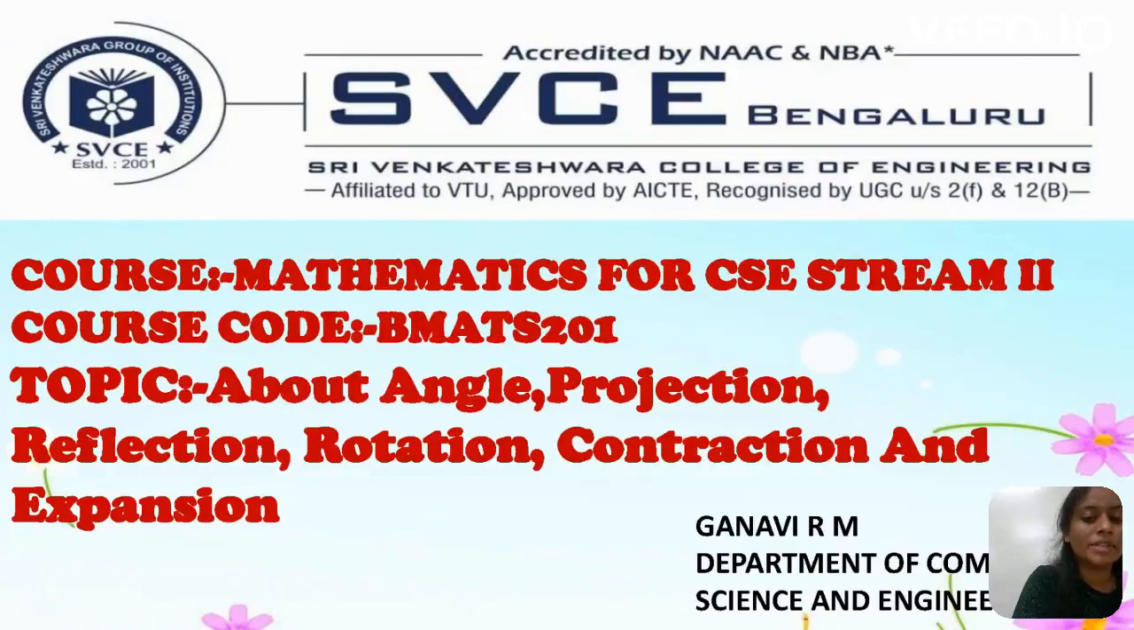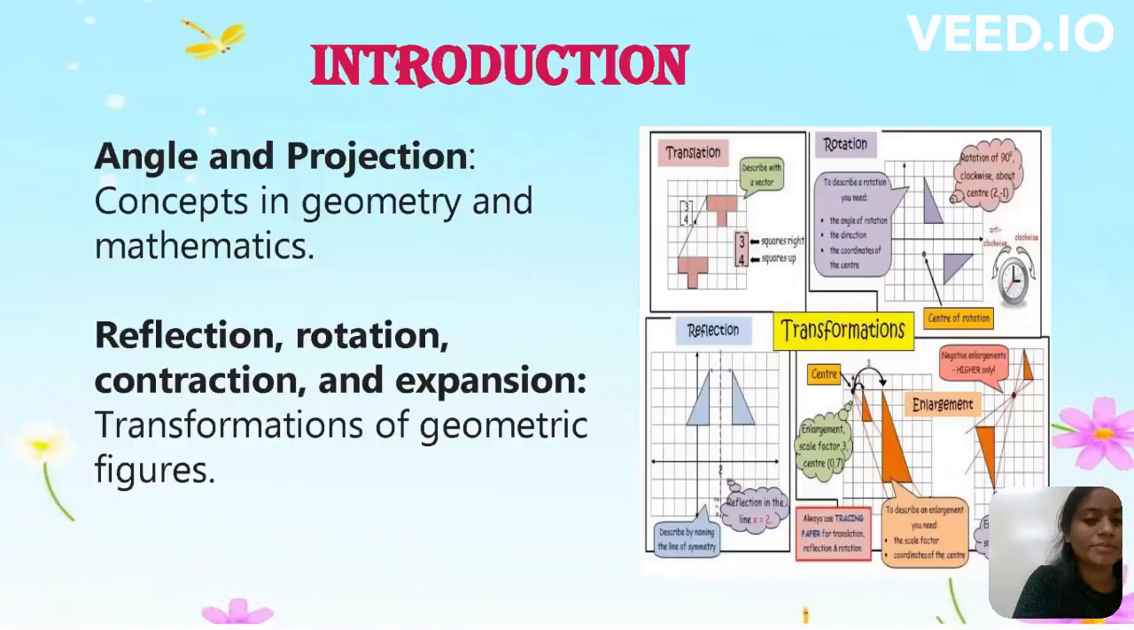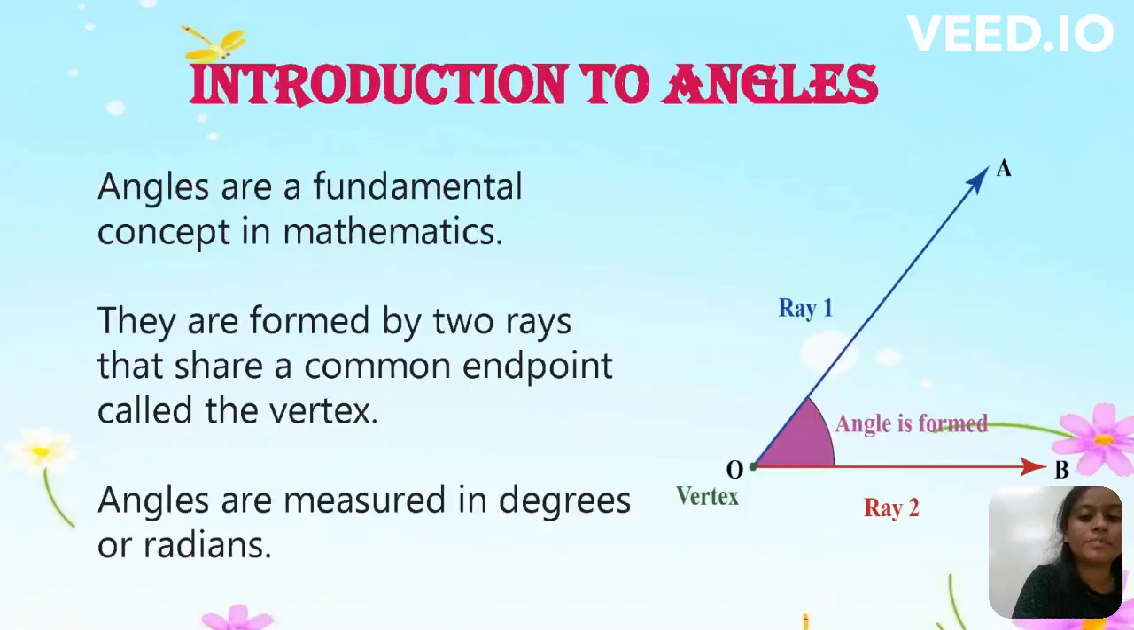Today I am here to explain about angle, projection, reflection, rotation, contraction and expansion. Introduction. Angles and projection are concepts in geometry and in mathematics. Reflection, rotation, contraction and expansion are transformations of geometric figures.